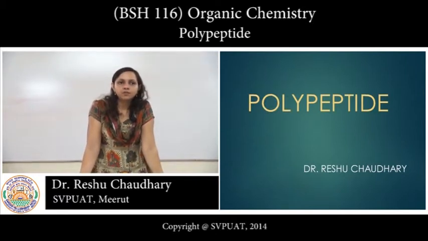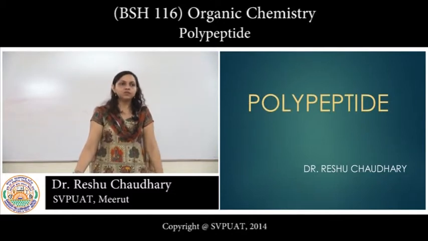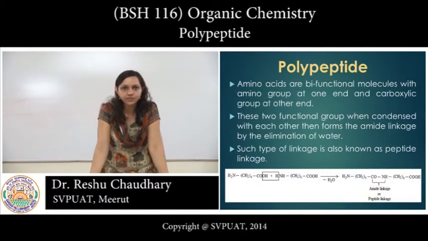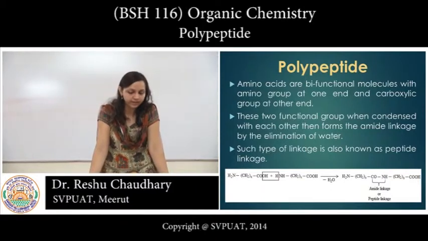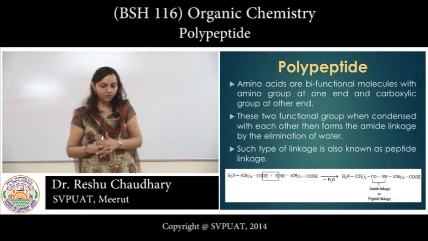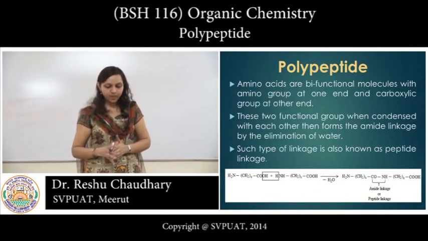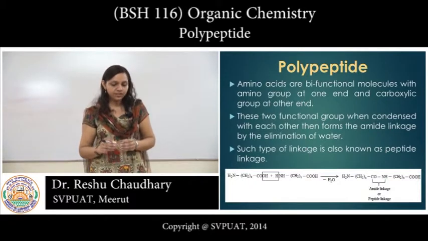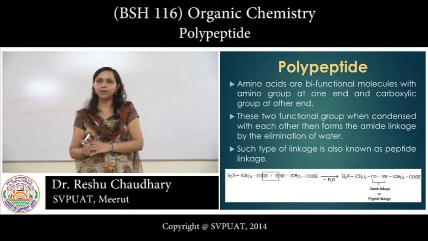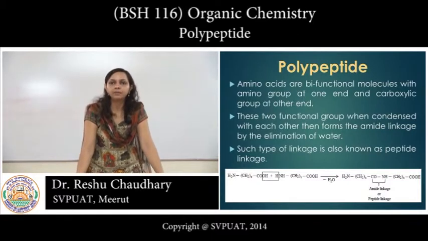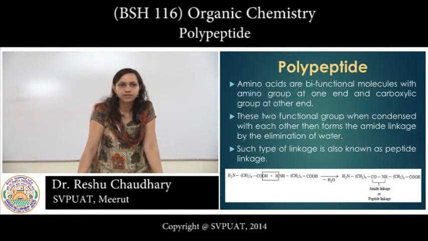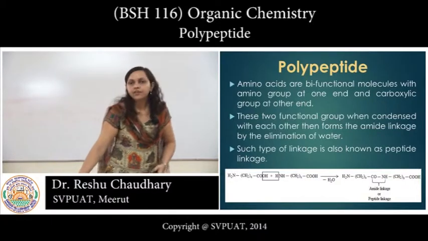Today we will discuss polypeptides and their synthesis. What are polypeptides? As we know, amino acids are bifunctional molecules with an amino group at one end and a carboxylic group at the other end. These two functional groups, when condensed with each other, form the amide linkage by the elimination of water. Such a linkage is also known as a peptide linkage, and the product is known as a polypeptide, peptide, dipeptide, tripeptide, etc. And how is it formed?